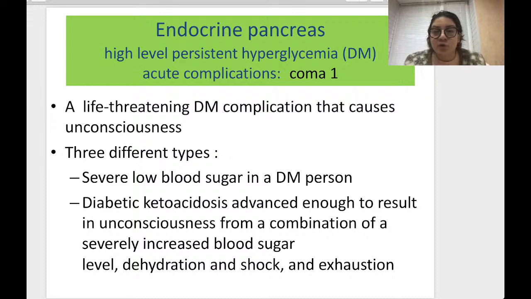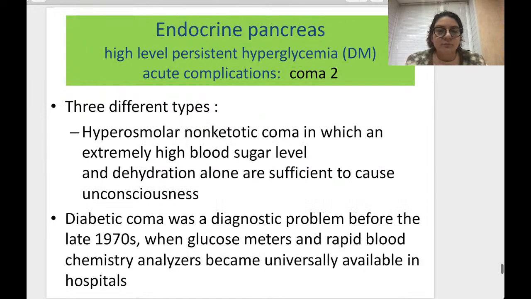Okay, coma. A life-threatening diabetes mellitus complication that causes unconsciousness. It can be of three different main types. Severe low blood sugar in a diabetes mellitus person, which we name hypoglycemic coma. It is the most dangerous one. Diabetic ketoacidosis, what we discussed, advanced enough to result in unconsciousness from a combination of severely increased blood sugar level, dehydration, shock and exhaustion. And hyperosmolar non-ketotic coma, in which an extremely high blood sugar level and dehydration alone are sufficient to cause unconsciousness.